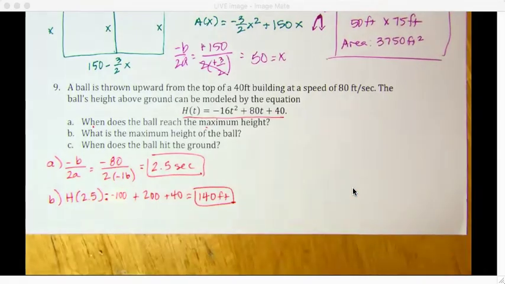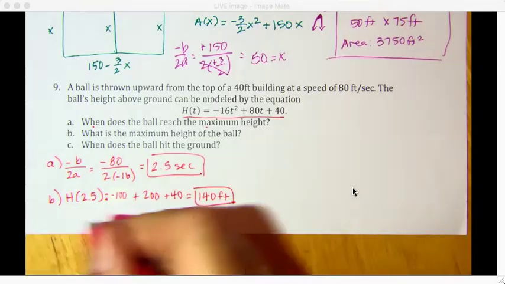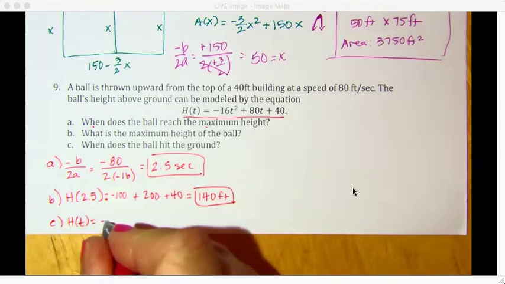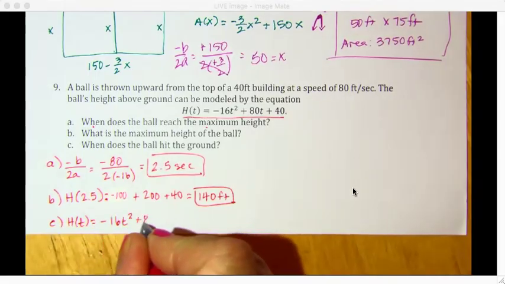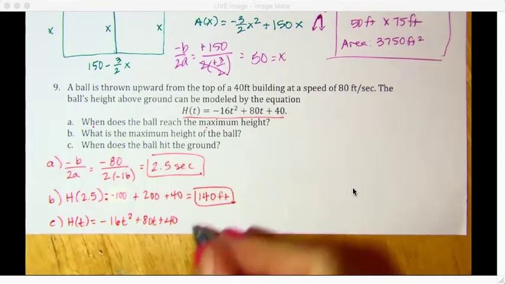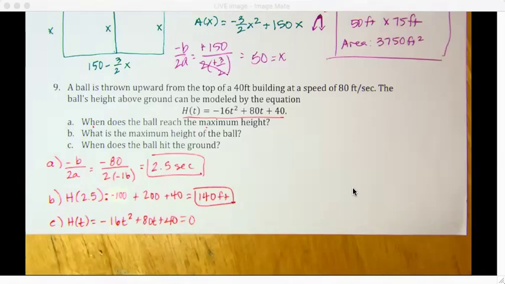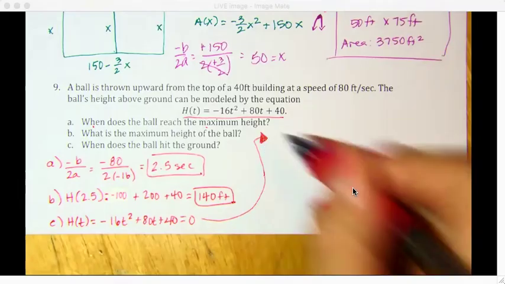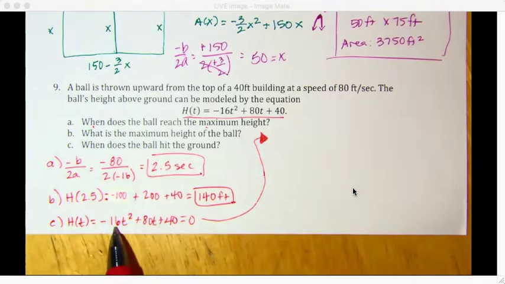Okay. And then the last question is, when does the ball hit the ground? Well, the height when the ball hits the ground would be 0. So what we're looking for with C is, when does the height equal 0? Okay. Now we want to solve this, setting it equal to 0. I notice that all of these numbers are divisible by 8. So I'm going to go ahead and divide by -8 on both sides of my equation here, just to give me smaller numbers to work with.